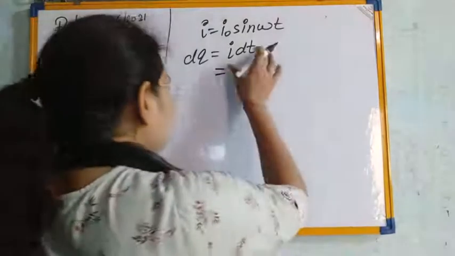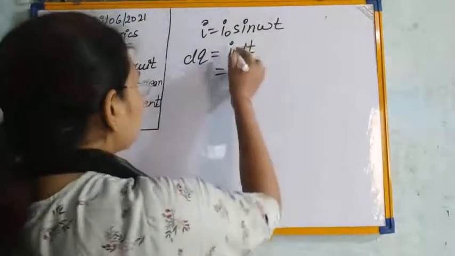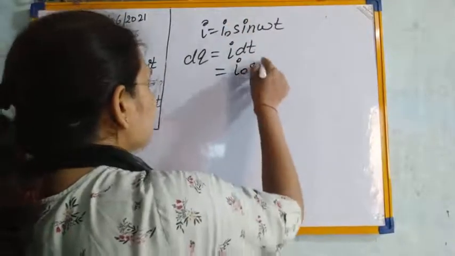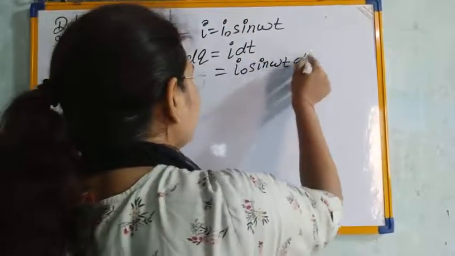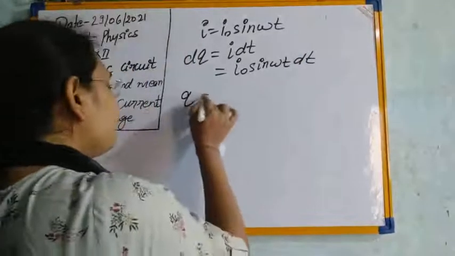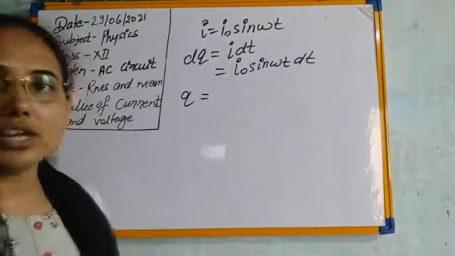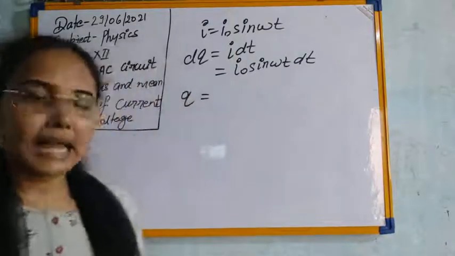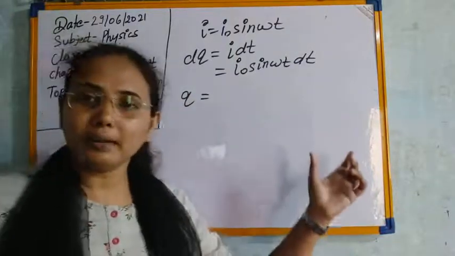If we put in the value of I here, this is I0 sine omega t dt. Now we have to find the value of charge for half of the cycle of the AC, so the time will vary from 0 to T by 2.